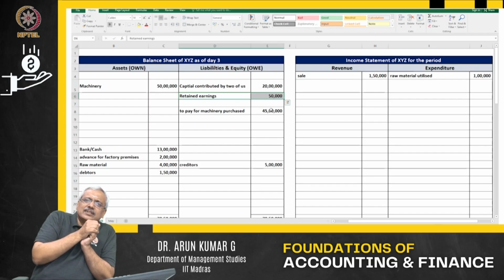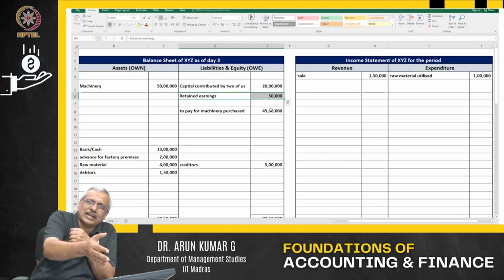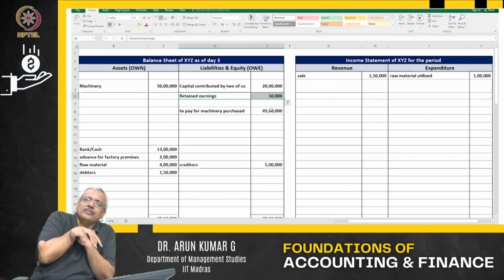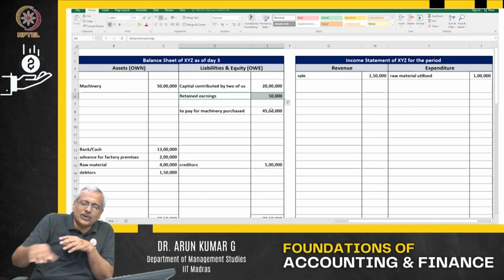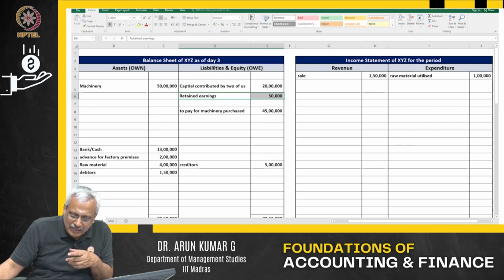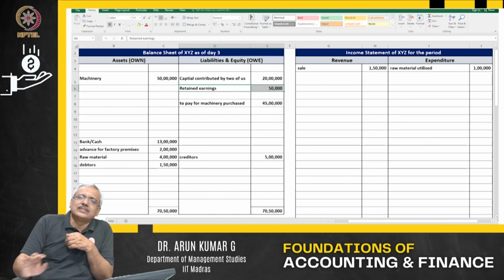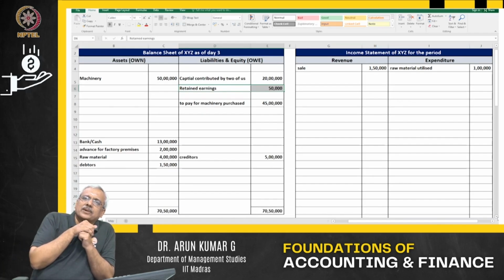Normally there is a question. Profit is good? Yes. Then why does it appear on the liability side of the balance sheet? Because of the simple reason that the profit belongs to the capital provider. So you are liable to pay it back to the capital provider. So that is what basically we look at. Now you can see the balance sheet would have automatically balanced out there.